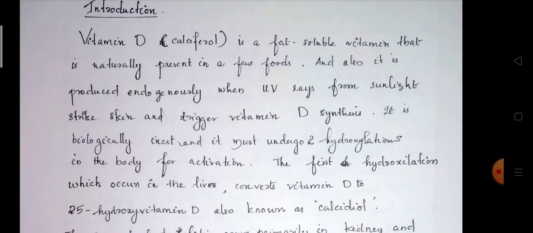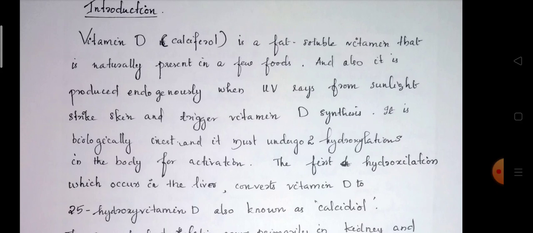Vitamin D we get from food, but there is also a chemical compound present in our skin which gets converted to vitamin D in the presence of sunlight. When we are exposed to the sunlight, that compound present in the skin is converted to useful vitamin D. Vitamin D is biologically inert. In order to activate it, it undergoes two hydroxylations.